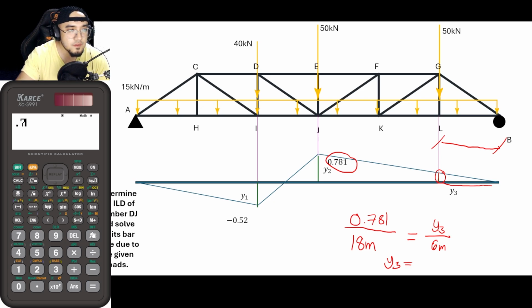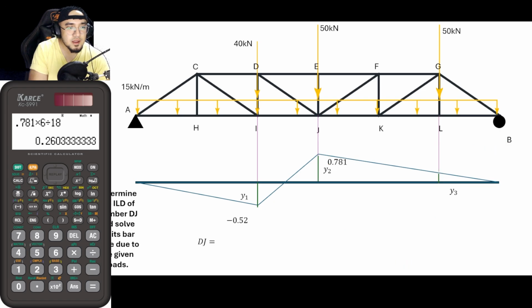Y3 is now equal to 0.781 times 6 divided by 18. Y3 is now equal to 0.26. Okay? So after knowing the value of y3, let me just erase that. Again, the value for y3 is 0.26.